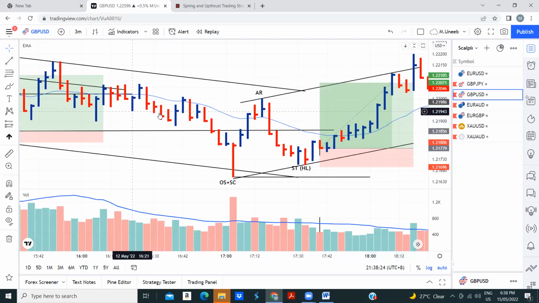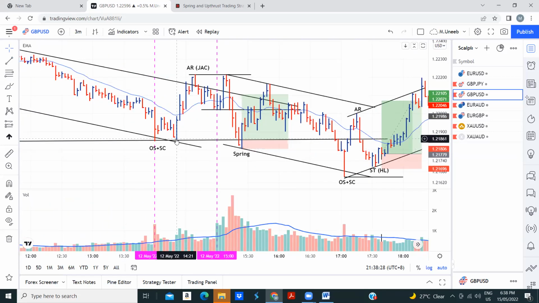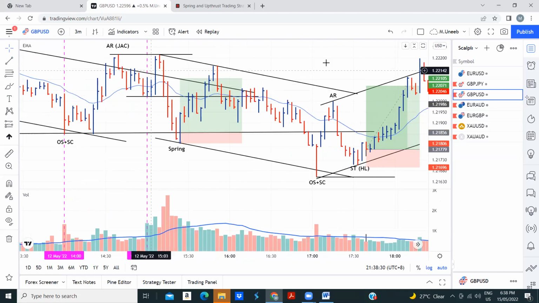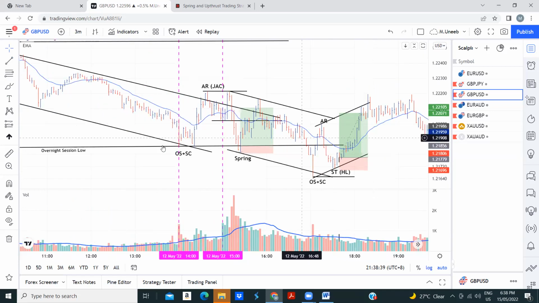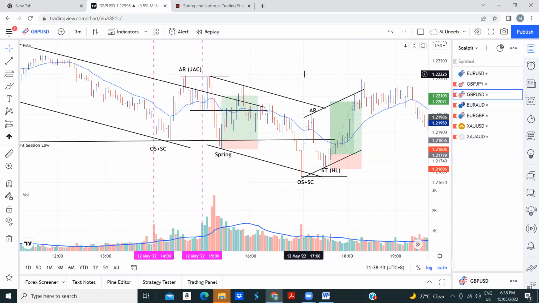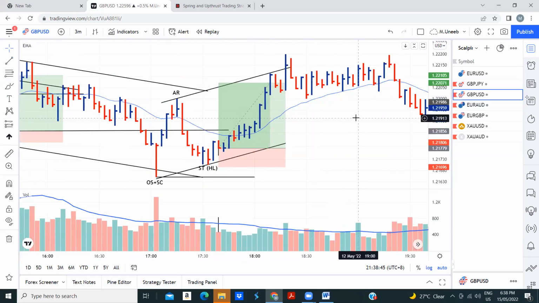Got it? And this all happened within how many hours? 3-4 hours, we made more than 20 R. Make sense? Yeah. But just during the London session, we can easily make 3 R, 2 to 3 R, 3 to 5 R, very easily.